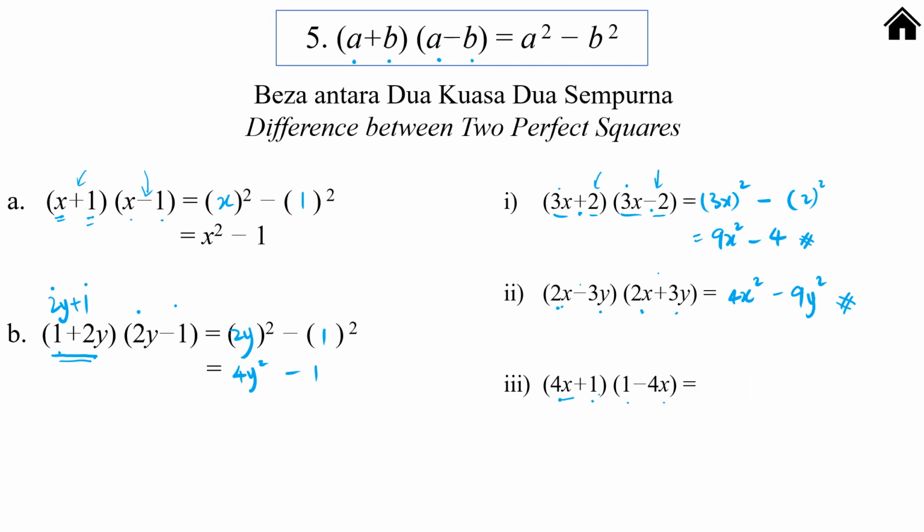Next, 4x and 1, 1 and 4x. So always change the addition expression. So 1 plus 4x. So we have 1, 1, 4x, 4x, 1 plus, 1 minus. So difference between two perfect squares. Square of a, which is 1 squared, 1. Square of b, which is square of 4x, minus 16x squared. That's it. All right, so it's easy to expand the format difference between two perfect squares, isn't it?